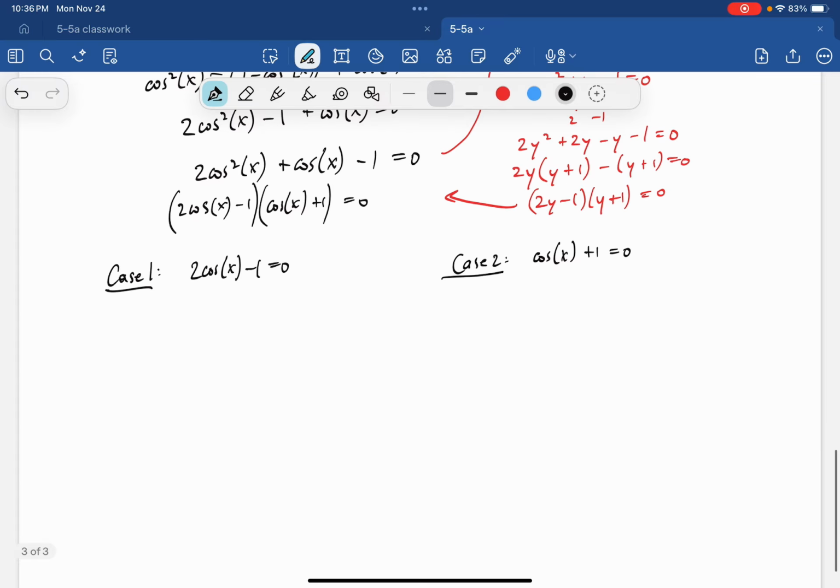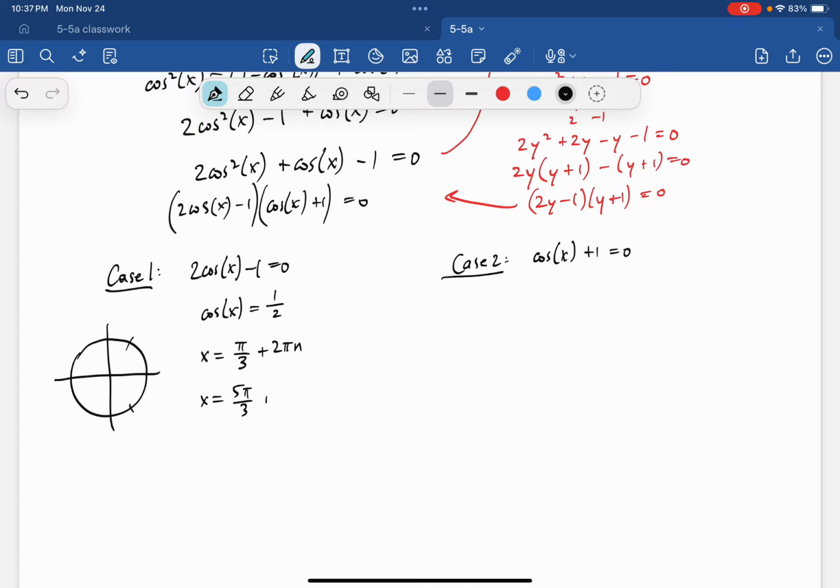All right, so the first case tells us that cosine x equals 1/2. And then if we solve this using the same process as before, right, 1/2, that's here and here for the x coordinate. That tells us that x is going to equal pi over 3 plus 2 pi n and minus pi over 3. Or you could also say 5 pi over 3 plus 2 pi n. So those are two solutions for case 1.